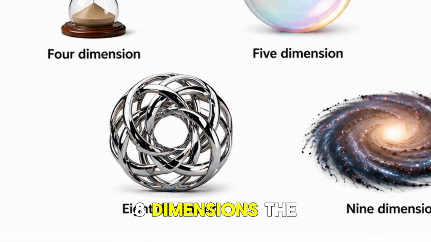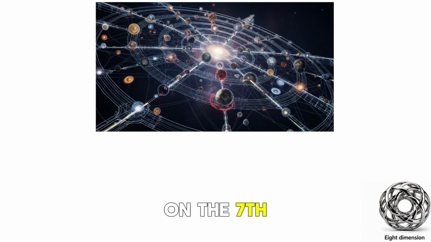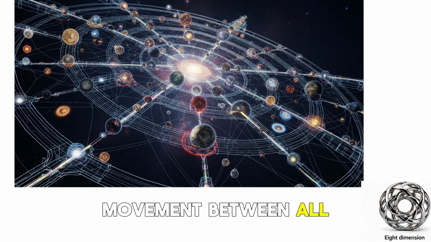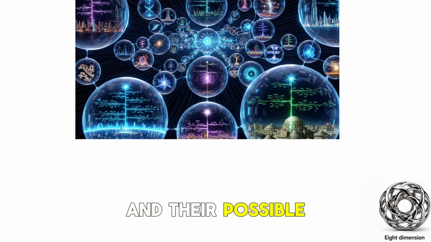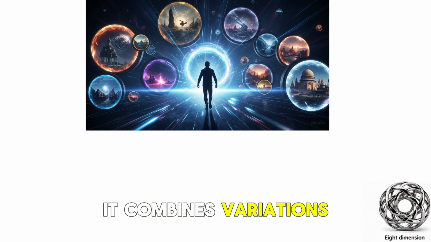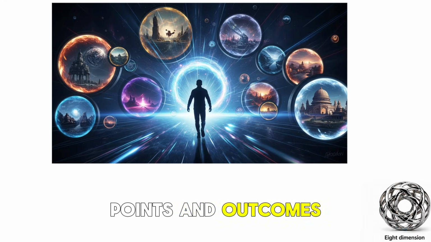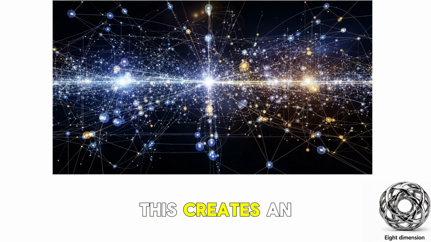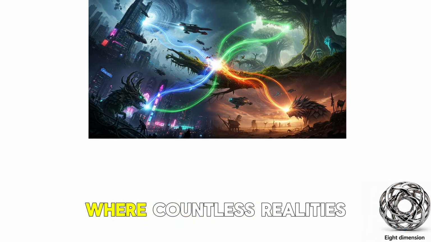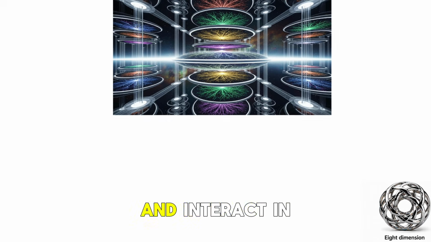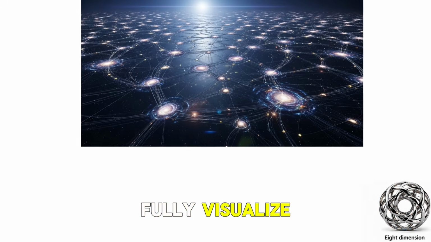Eight dimensions. The eighth dimension builds on the seventh by allowing movement between all these different universes and their possible timelines. It combines variations of both starting points and outcomes. This creates an extremely complex structure where countless realities can exist and interact in ways we cannot fully visualize.